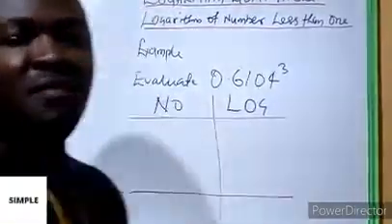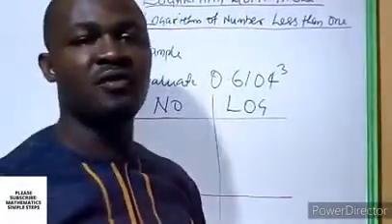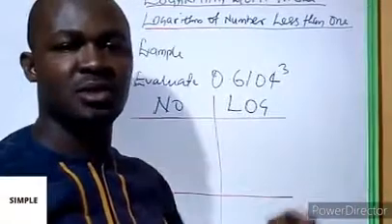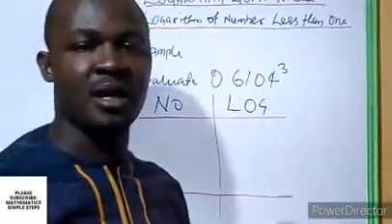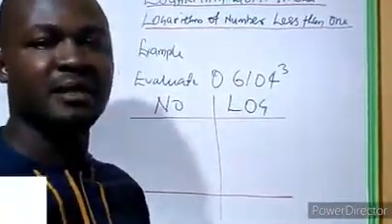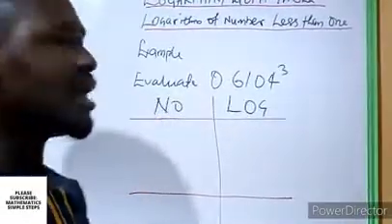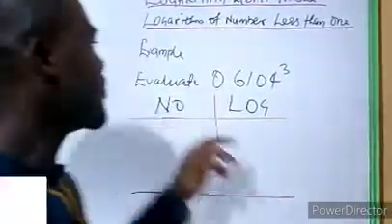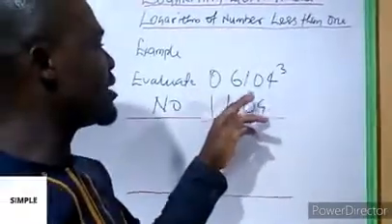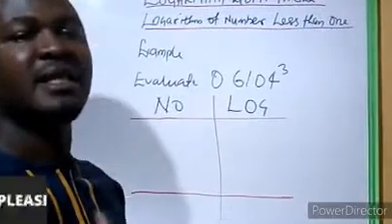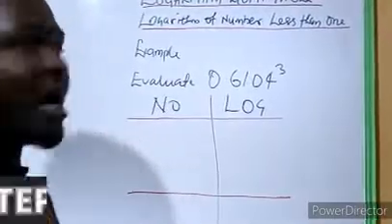Now, for logarithm of number less than 1, if you want to solve it, the first thing, like we did in the former case, is to look for the characteristics of that number. And how do we get the characteristics? By changing the number to standard form. Now, the number we are dealing with here is 0.6104. So we need to change this number to a standard form. And how do we do that?